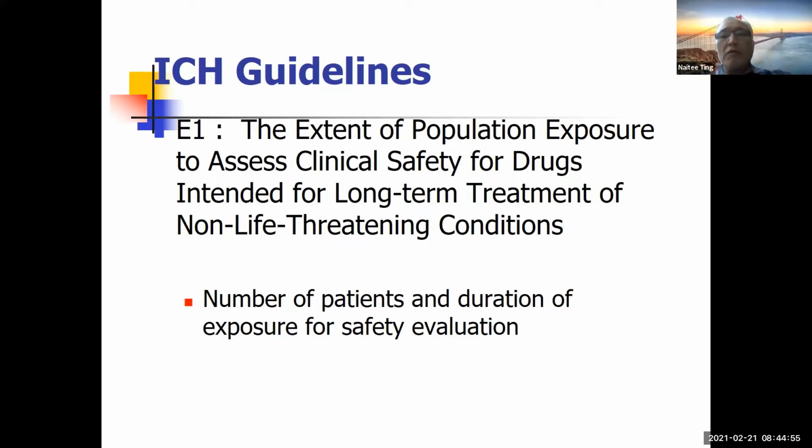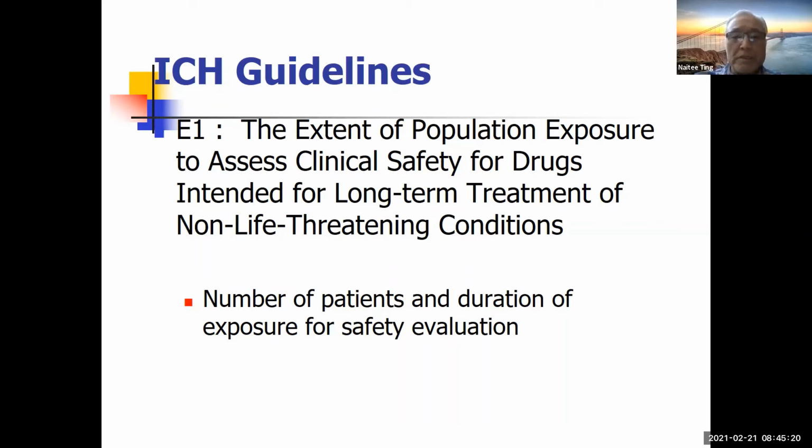So there are three major categories of guidance in ICH. ICH-Q is about CMC, chemistry, manufacturing, and control. ICH-S is about safety, about preclinical. And ICH-E means efficacy, about clinical trials. But ICH-E1 and E2 are still talking about clinical safety.